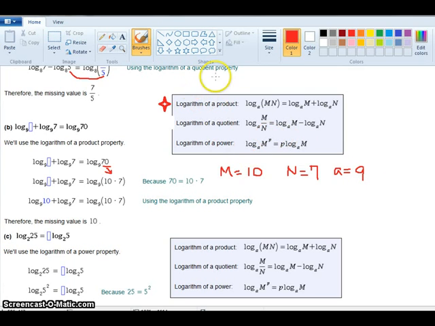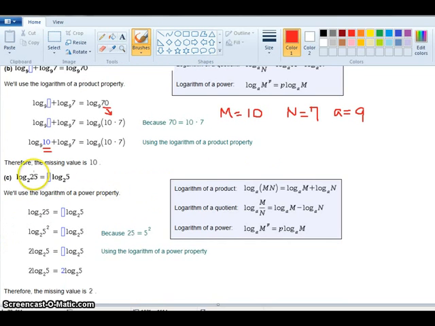With the logarithm of a product, log a of m times n, in this case log 9 of 10 times 7 is equal to log a m. So we will have 10 here. The missing value is 10.